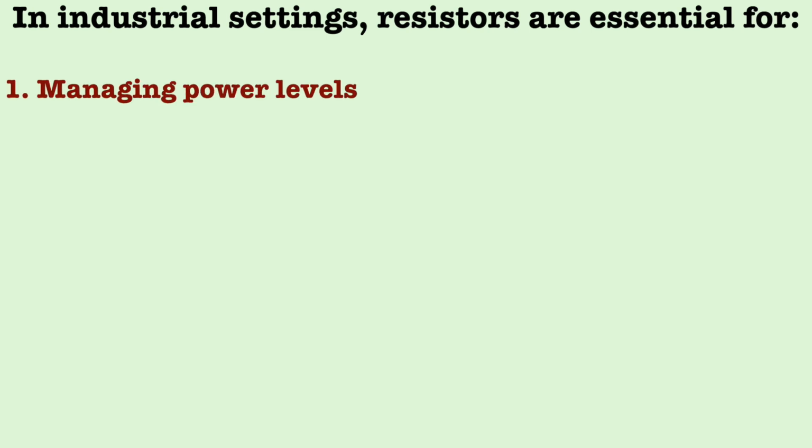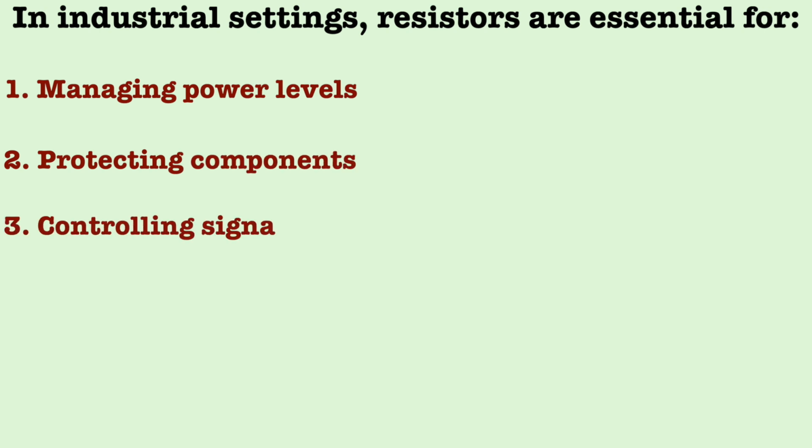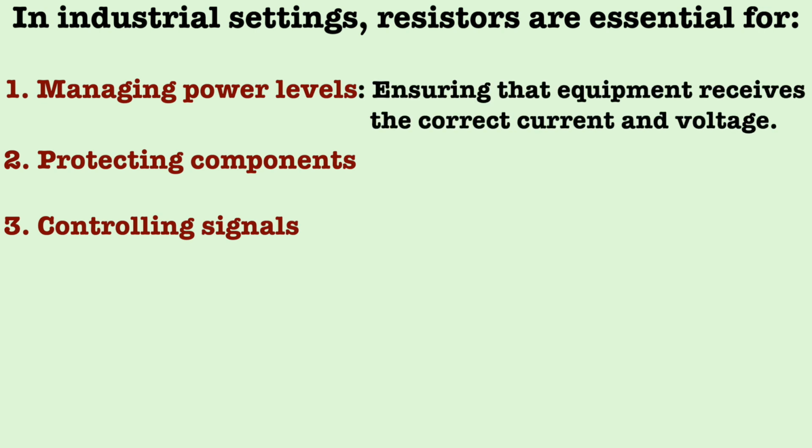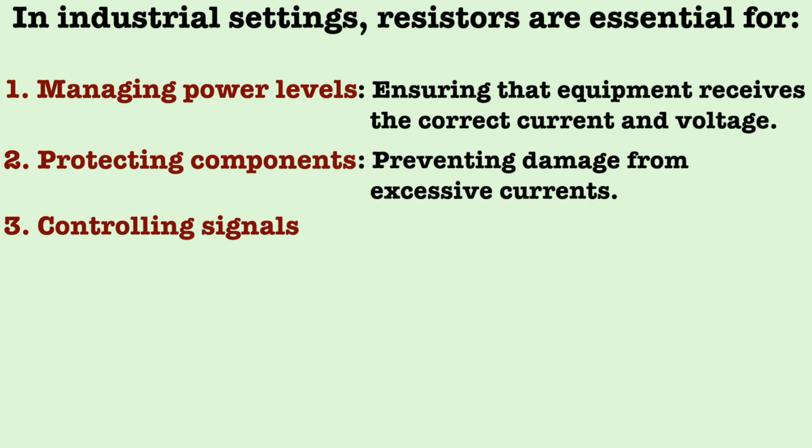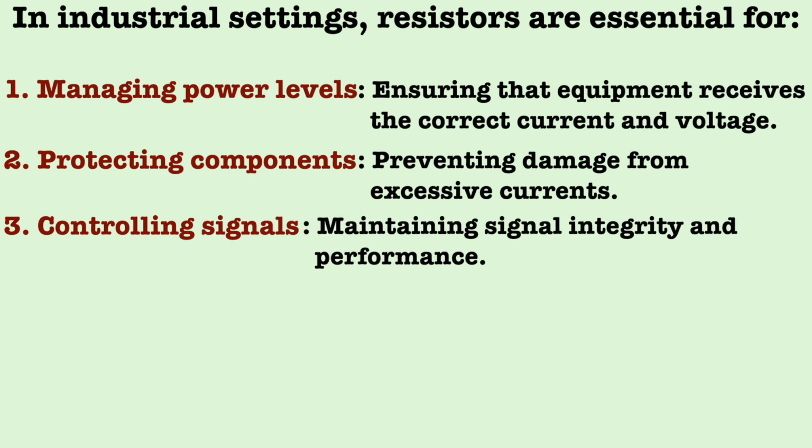In industrial settings, resistors are essential for first, managing the power level, second, protecting the components, and third, controlling signals. What is the meaning of managing power level? It means ensuring the component receives the correct current and voltage. Protecting components means preventing damage from excessive current. Controlling signals means maintaining signal integrity and performance.